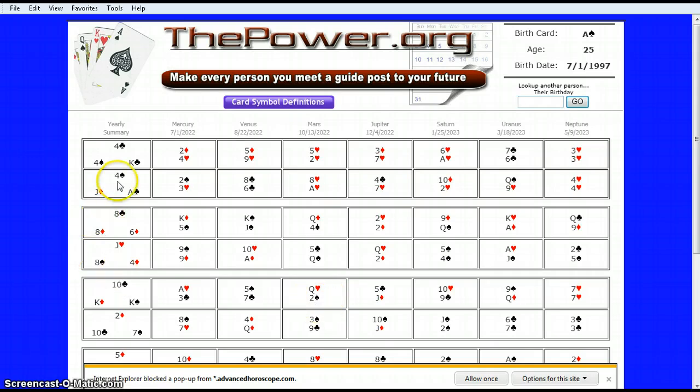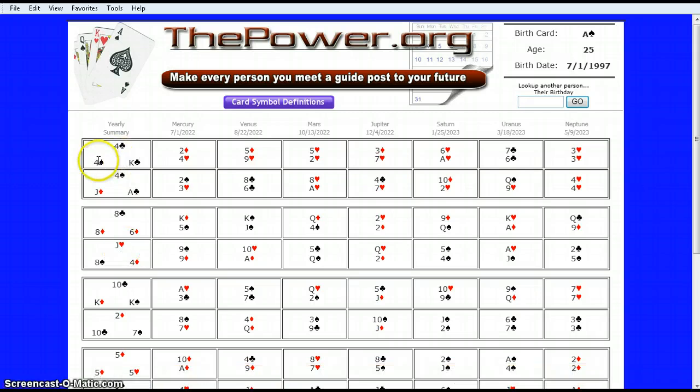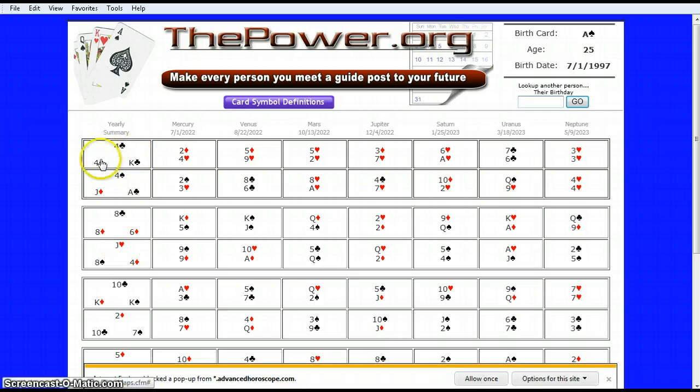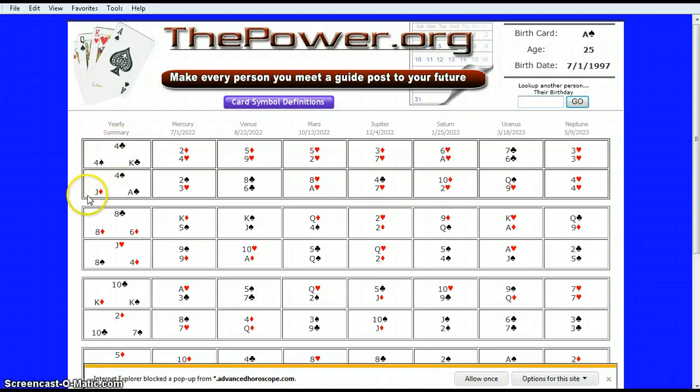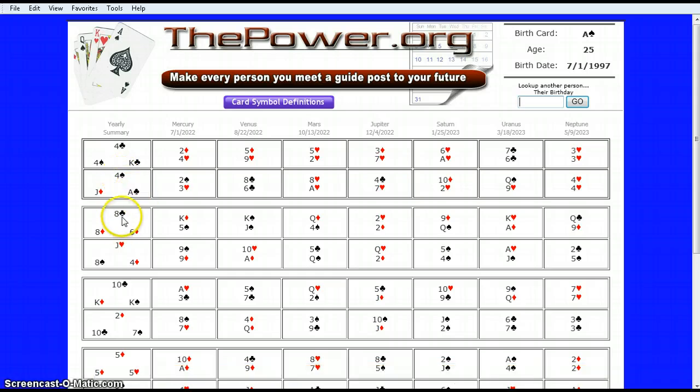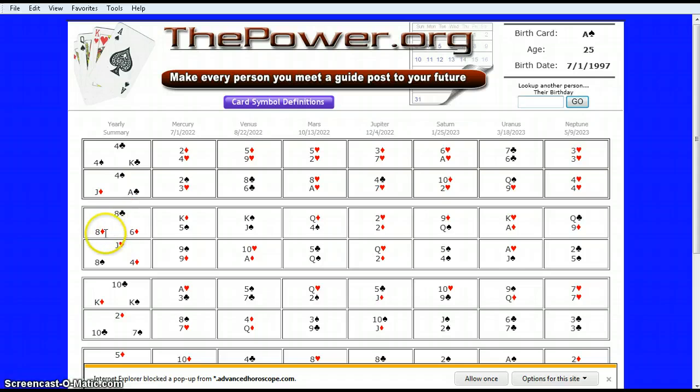Then over here in the yearly summary, there are 3 cards in the box, and they work together like a triangle, meaning that if someone is identified as this King of Clubs, then we're going to read the definition of this 4 of Spades and this 4 of Clubs and combine their meanings. If someone is identified as this Jack of Diamonds, then we're going to read the definition of this Ace of Clubs and 4 of Spades, and combine those meanings. If someone is identified as this 8 of Clubs, then we're going to read both the definition of the 8 of Diamonds and the 6 of Diamonds and combine their meanings.